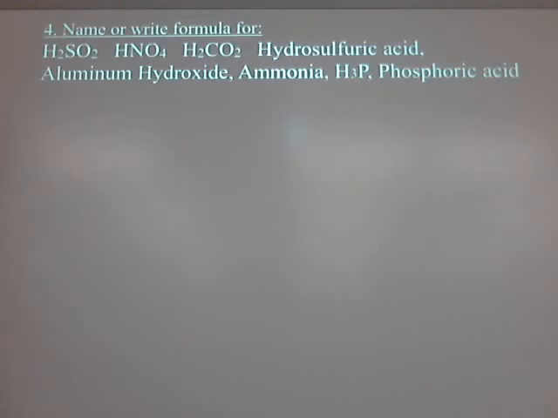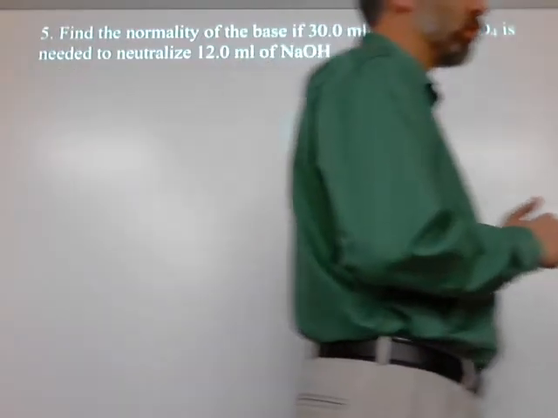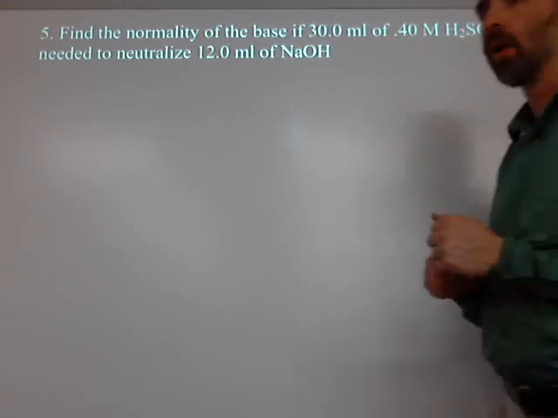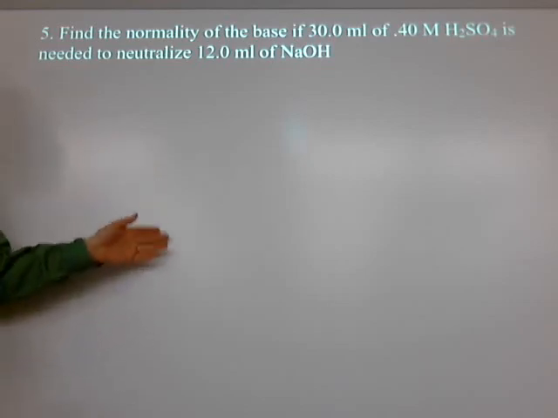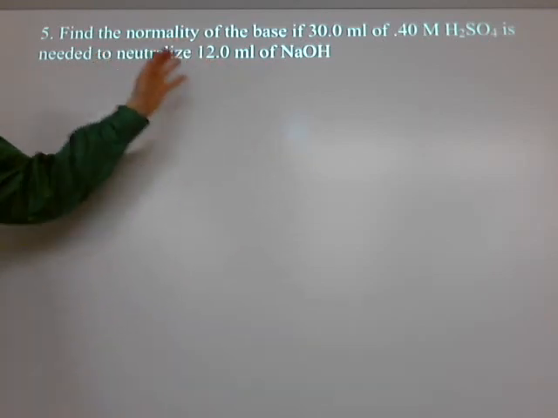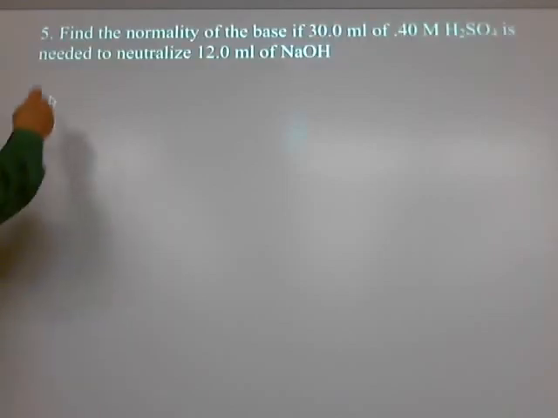Now, the next one. What kind of problem is it? I get people all the time who do this one wrong. They look at the problem, and its first words say, find the normality of the base, so they start doing it like a normality problem, moles per liter and then multiply. No. This is not asking you to find a normality given grams dissolved in water. It's a titration problem. This is NaVa = NbVb.